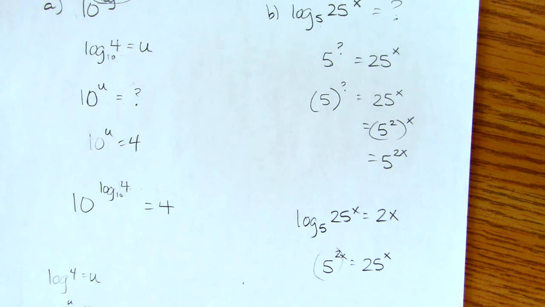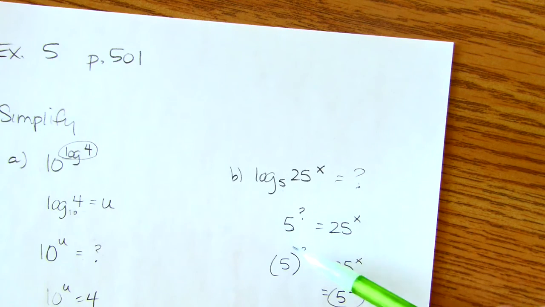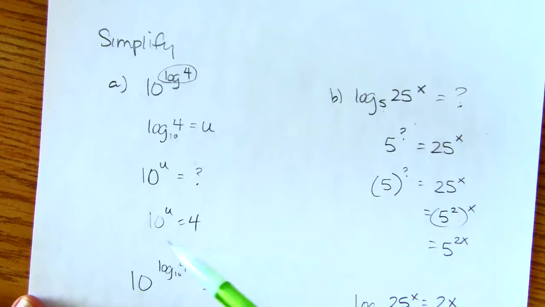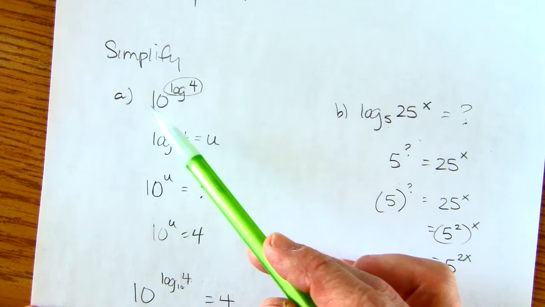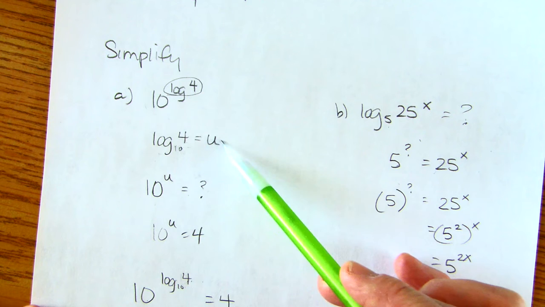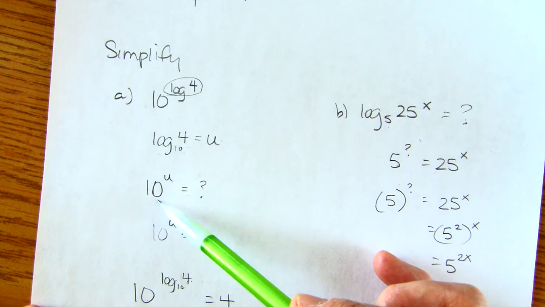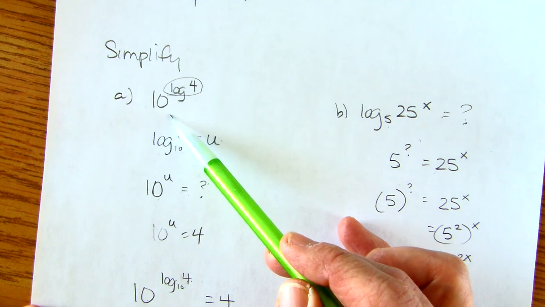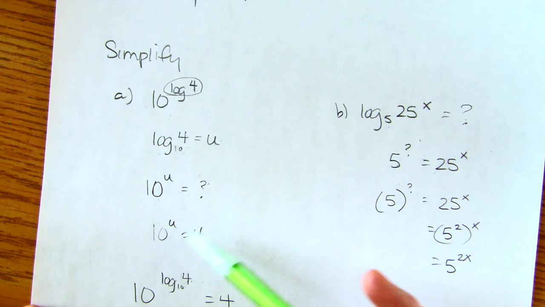Do what you can with those. They take a little bit more practice, a little bit deeper understanding, but notice I keep going back to the definition. 5 to the what is 25 to the x. Over here I went back to this definition. I turned this into a statement and then rewrote it. 10 to the u is what? Oh, literally that's what I have. 10 to the u equals 4.